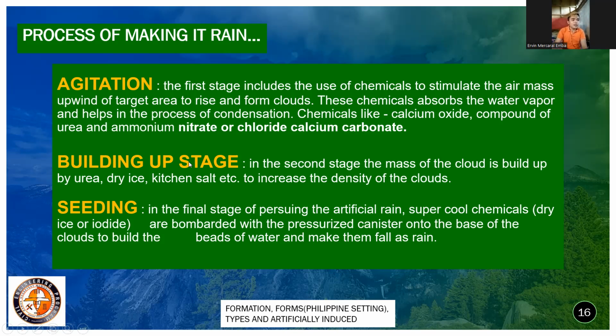So the building up stage. In the second stage, the mass of the cloud is built up by urea, dry ice, pitch, and salt to increase the density of the cloud.